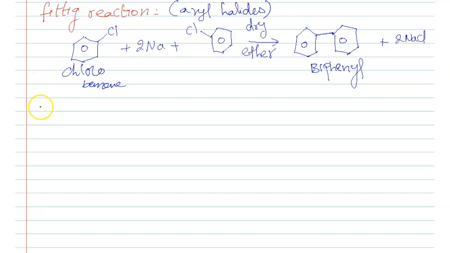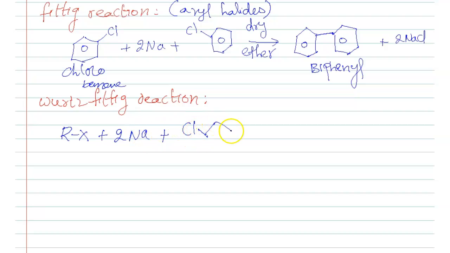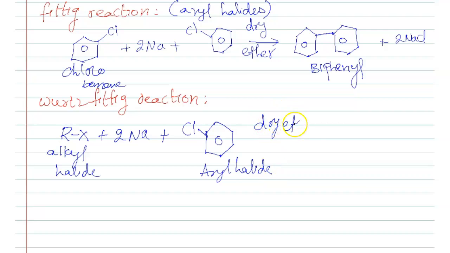Next, what is Wurtz-Fittig reaction? So did you understand, students? Wurtz reaction means with alkyl halides. Fittig reaction means with aryl halides. If both are there, then we can get Wurtz-Fittig reaction. So one RX combines with 2 moles of sodium with 1 chlorobenzene. See here now, one alkyl halide is there. Next, one aryl halide with sodium metal in dry ether.